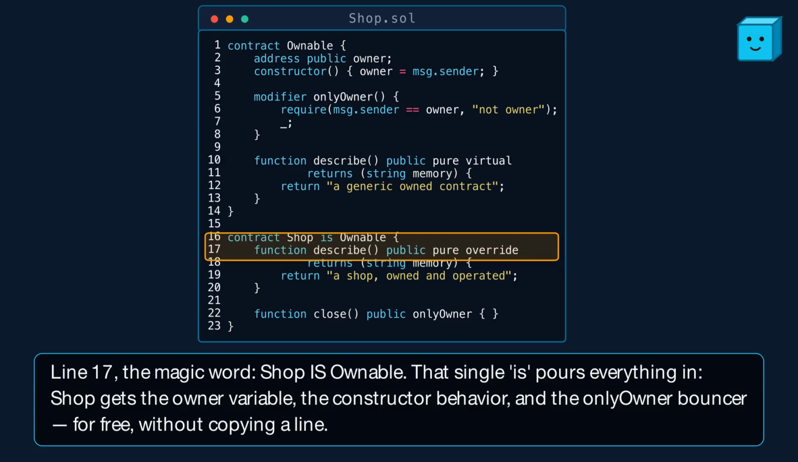Line 17. The magic word, Shop is Ownable. That single is pours everything in. Shop gets the owner variable, the constructor behavior, and the onlyOwner bouncer, for free, without copying a line.